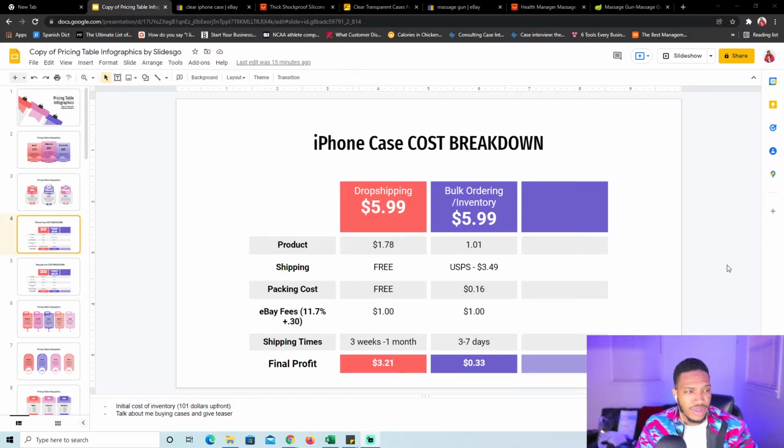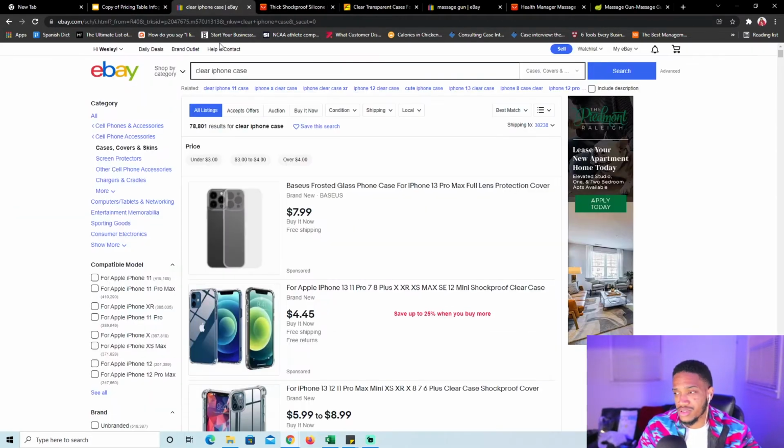All right, so now that we're at the computer, the first breakdown that we're gonna do is for the iPhone case. We're gonna assume that we're doing this on eBay, and because of that, that will help us understand the platform and pricing and how we'll be drop shipping and comparing it to how you could use it versus bulk ordering or having inventory. So first, let's understand pricing, right?